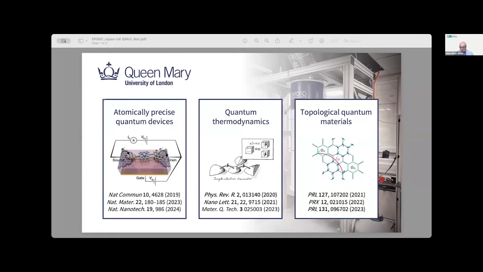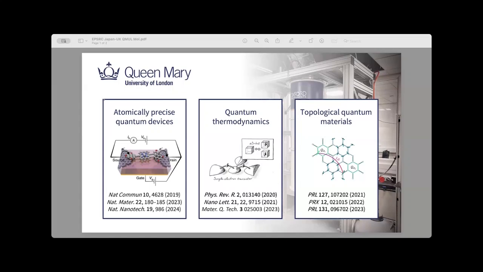Super. So I'm Jan Mol. I'm a professor of physics at Queen Mary University of London. And at Queen Mary, we have a strong activity in molecular quantum materials and quantum devices. And this covers a broad range of topics. So we work on atomically precise quantum devices, where we combine organic chemistry with graphene nanoelectronics to place spin centers with close to atomic precision within these graphene-based single electron devices.